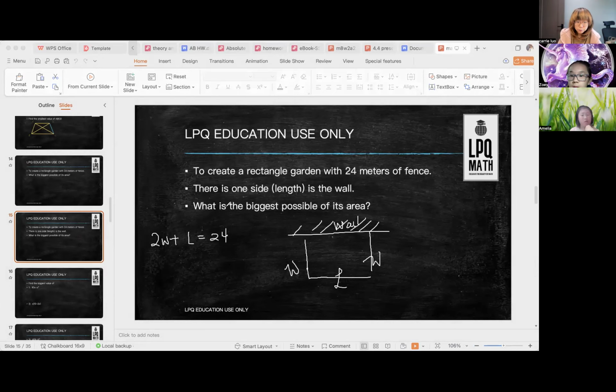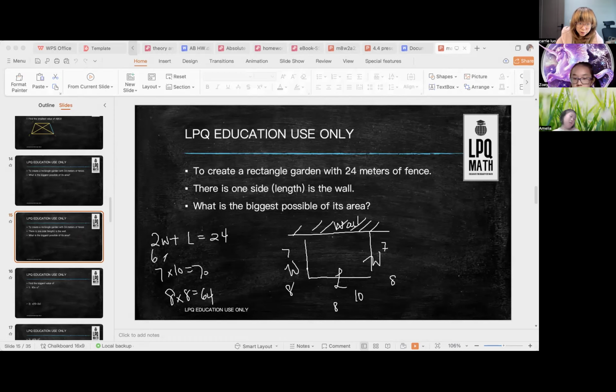Okay, so I want to make the width times length, the smaller the better. So I'm going to make maybe this one 7, and this one 10. So we have 7 times 10 equals 70. We can have this one 8 and 8 and 8. Correct? Okay, so 8 times 8 equals what? Equals 64.